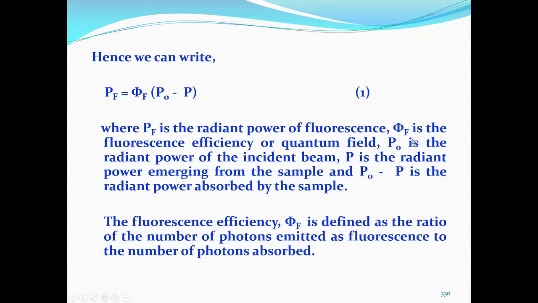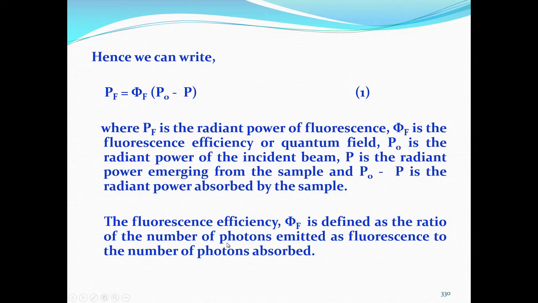So, here P naught is the radiant power of the incident beam, and P is the radiant power of the emerging beam from the sample after it passes through the sample, and P naught minus P is the radiant power absorbed by the sample, it is not emitted. Now, the fluorescence efficiency is defined as the ratio of the number of photons emitted as fluorescence to the number of photons absorbed. This way also we can define it.